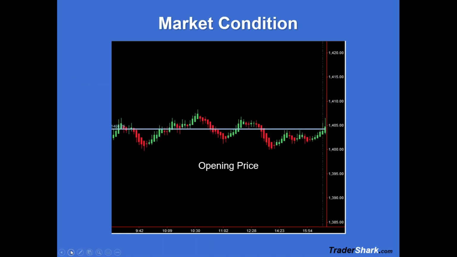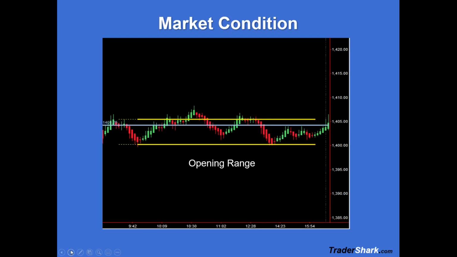Opening price, red dots, green dots, red candles, green candles. Opening price tends to be an area of interest, but what makes it more interesting is when we get a spread or a distance from that opening range, and we talk about that in the Shark Den. The Shark Den is the trading room, the live trading room.